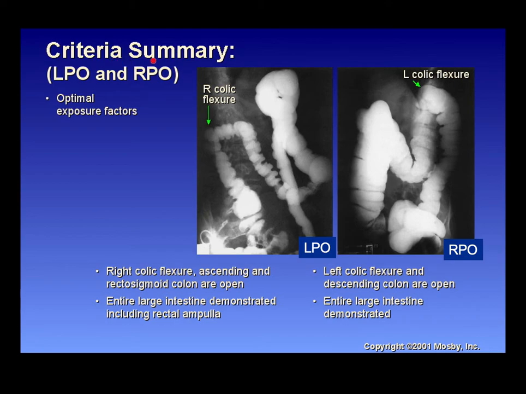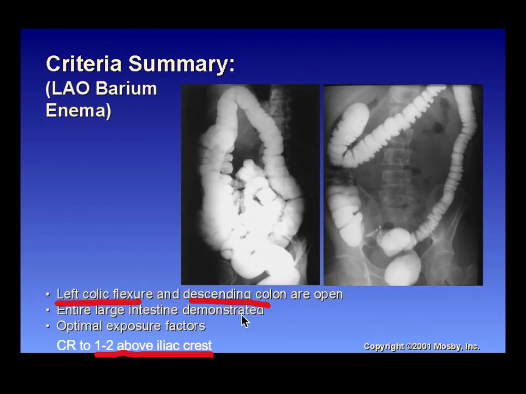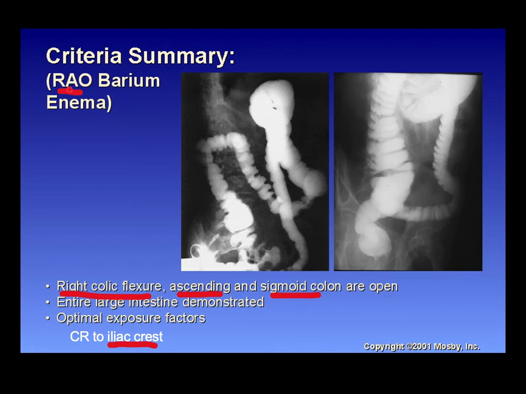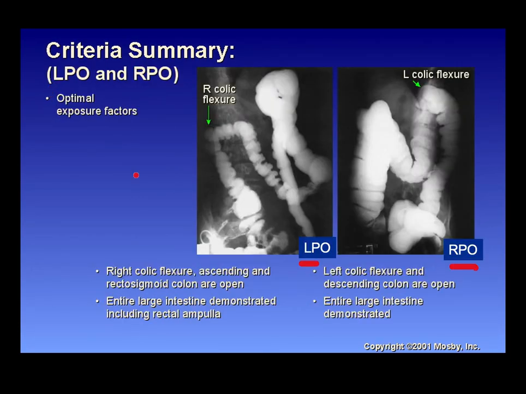All right, so criteria summary for LPO and RPO: right colic flexure, ascending and rectosigmoid are open on the LPO, and then your RPO is the left colic flexure and descending colon. So you can go back up here, RAO, right colic flexure, LPO is the right colic flexure. So RAO, LPO, LAO, RPO. Make sure that you know those back and forth just in case you're not able to do RAO or LAO. You have to do an LPO or RPO, okay?